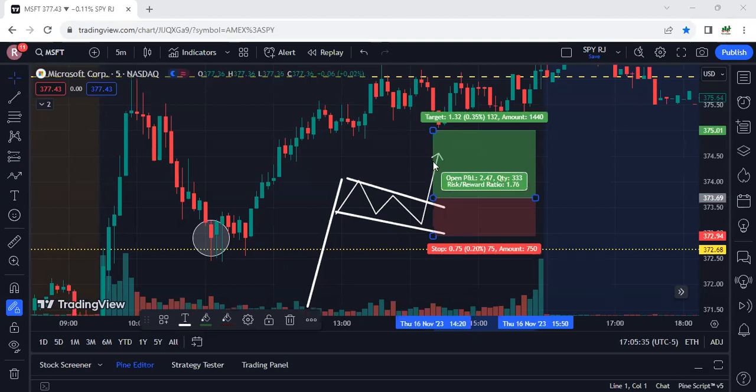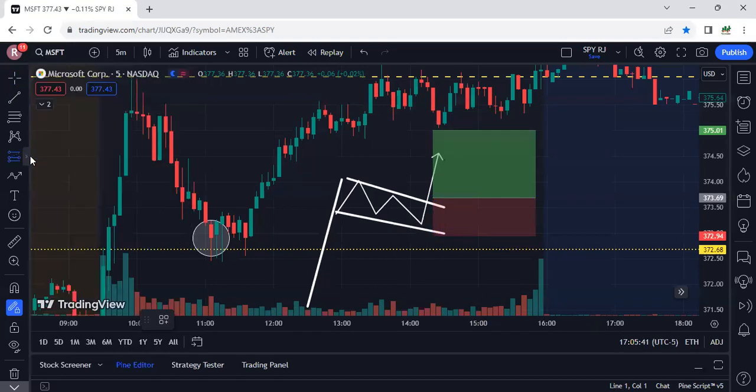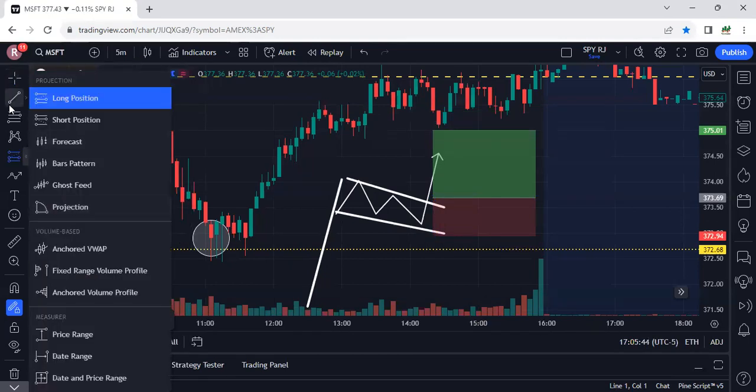You said, what's the name of this tool? This tool is called the long position. You can find it on the, it's like the 1, 2, 3, 4, the fifth one down on the 5th row.